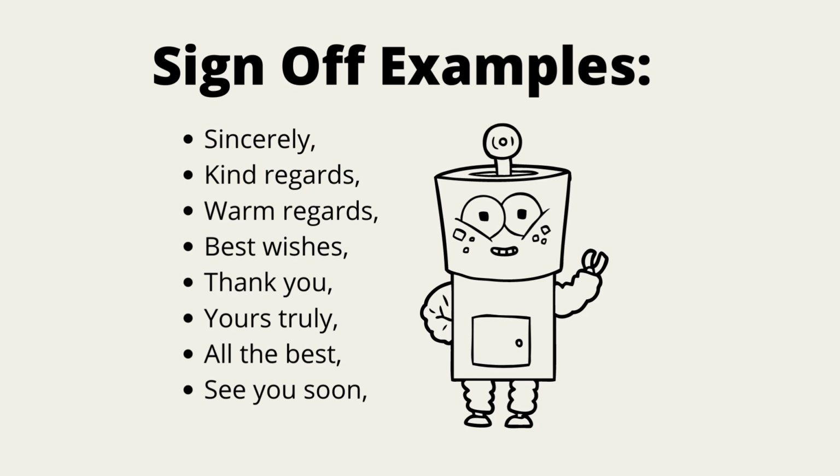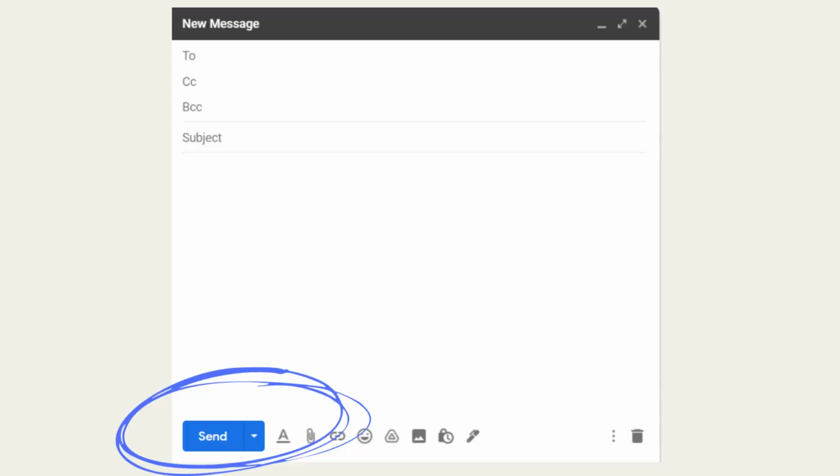You end an email kind of the way that you would end a letter. Give a sign off with a comma, and then on the next line, you write your name. Some examples of sign-offs are sincerely, kind regards, warm regards, best wishes, thank you, yours truly, all the best, or see you soon. I always recommend reading your email over at least once to make sure that you've said everything you needed without any spelling and grammar mistakes. After that, all you have to do is click send and then you're all done.